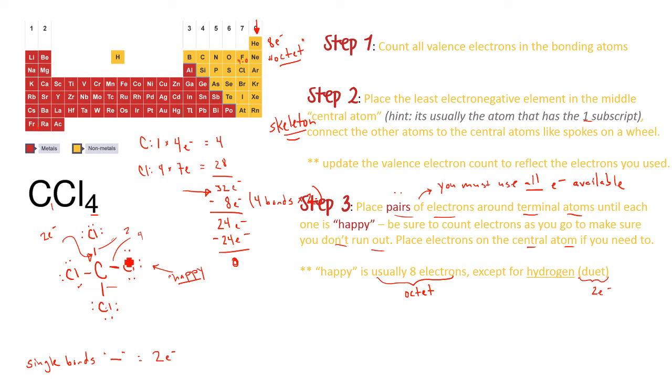And I've made a picture of a happy carbon tetrachloride. So those are the 3 steps that we're going to follow again and again to draw these Lewis dot structures. So let's do another practice problem.